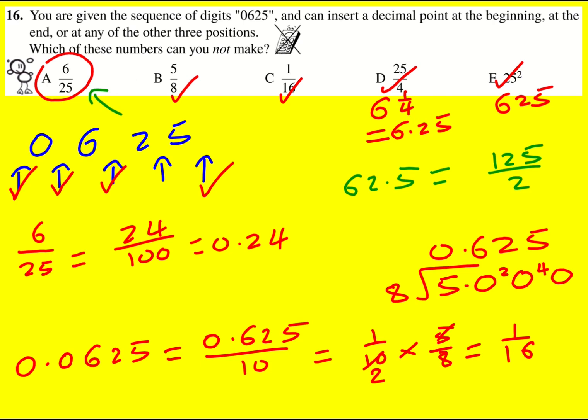It's a bit of a mishmash that I've used, but probably the most efficient method is to convert the fractions we know quite easily, and then put the decimal point in to get some of the other ones.